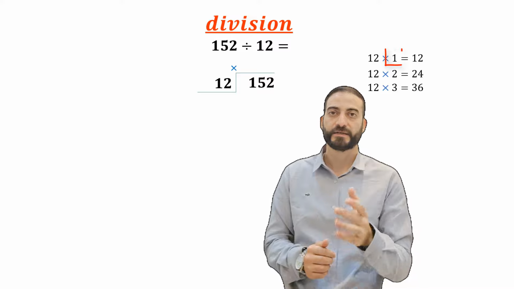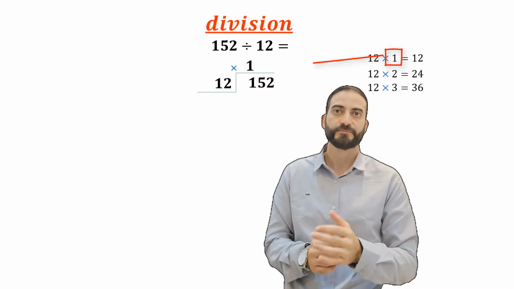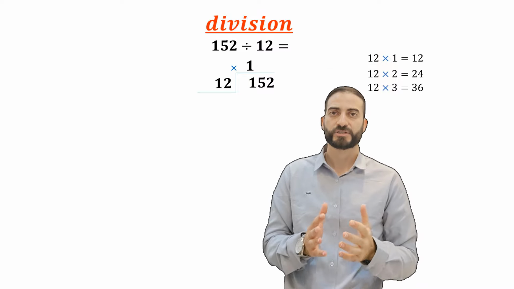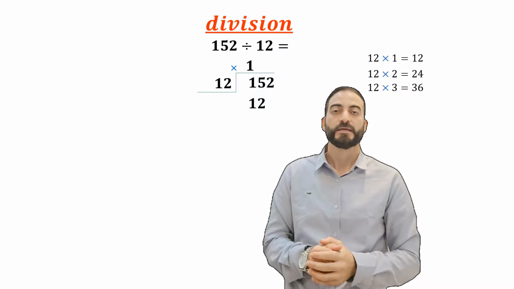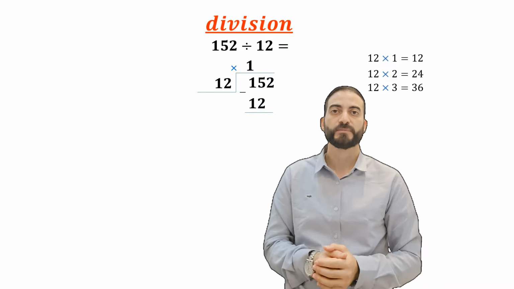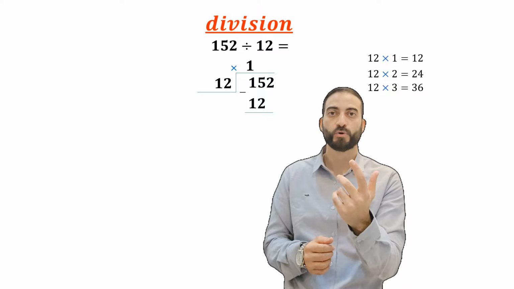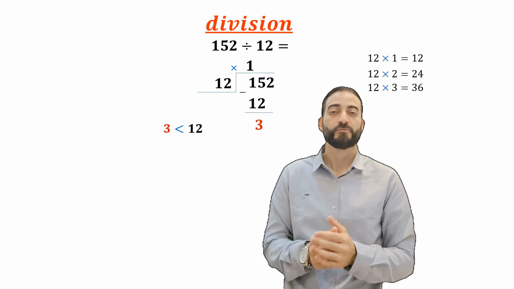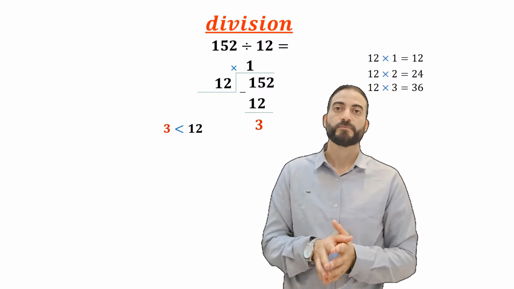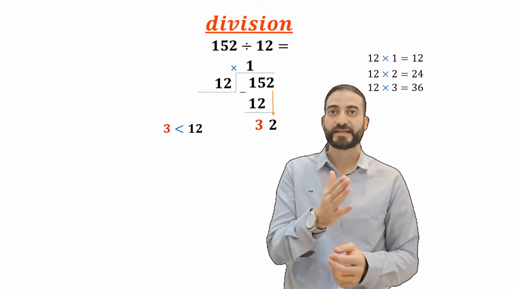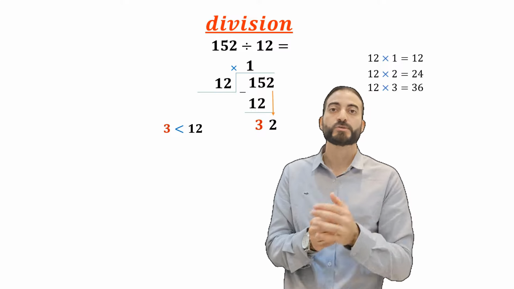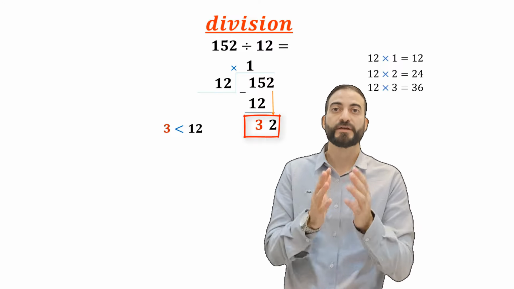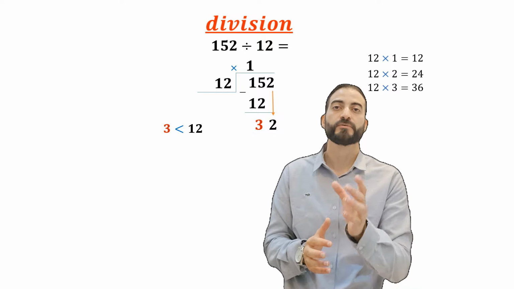Now we write this number, which is 1. We write it here. And immediately multiply it by the divisor, which we put the answer here. In this step, we do a subtraction. So 15 minus 12 equals 3. Because 3 is less than the divisor, which is 12, we write the number next to the 3. We write it here. So we have 32. Because 32 is greater than 12, we can continue the process.